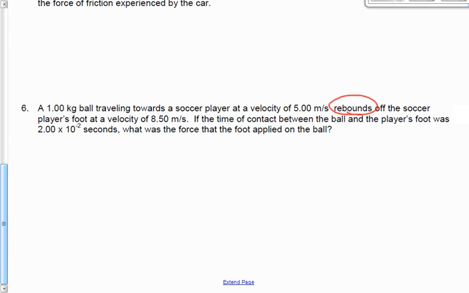Here's the time of contact. What's the force at the foot applied? This is mass. We'll call this VI. We'll call this VF. But I see that circle to remind me that it's opposite directions. So I've got to remember to make one of them negative. Does it matter which one?